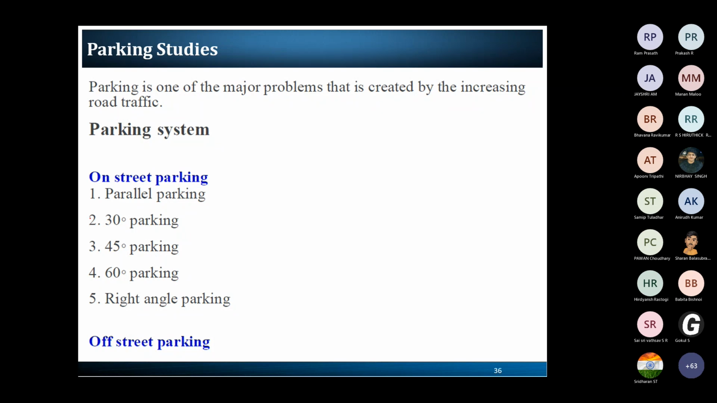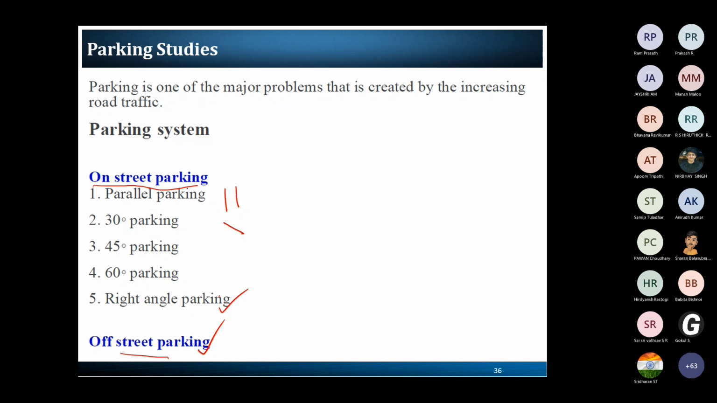Basically, parallel parking, 30-degree parking, 45-degree, 90-degree, and right angle parking are the different types of parking we have provided on street. Also, when it comes to off street, wherever there is no parking bay or parking facility, wherever you get proper facilities to park your two-wheeler or car, but without any pattern you park your vehicle, that comes under off-street parking.